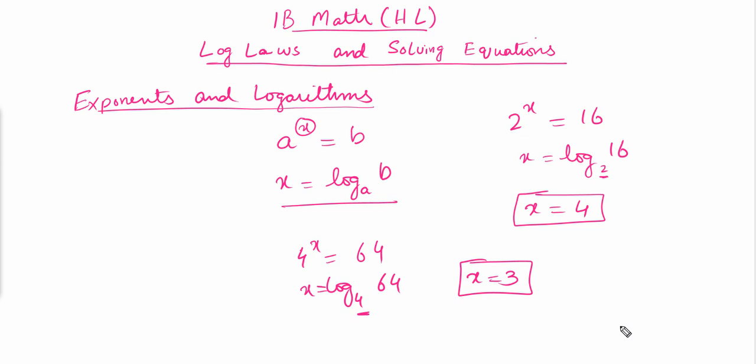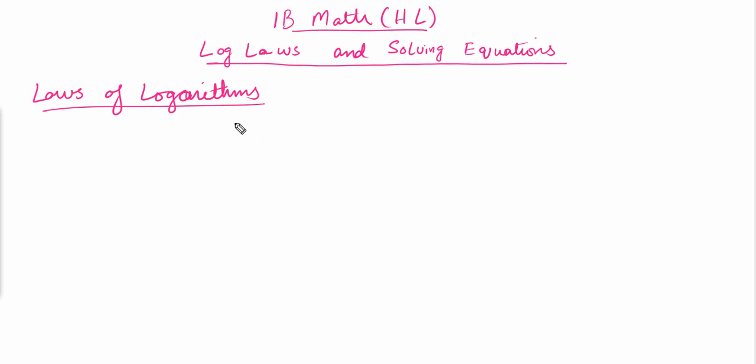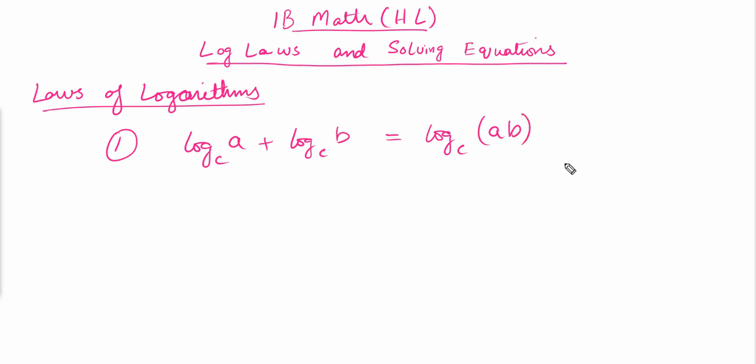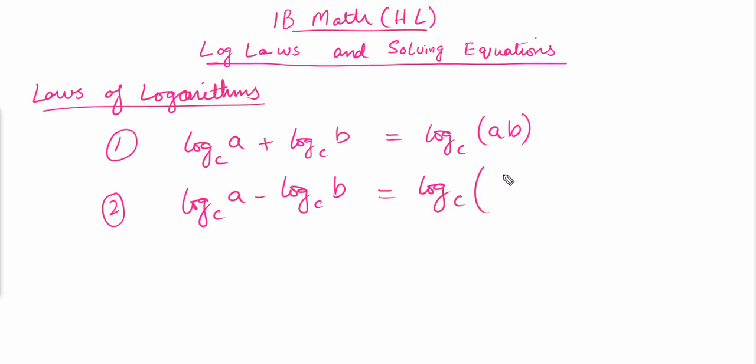So this is how we can use our exponents and logarithmic equations to work out the value of the unknown variable. Now let's move on to some of the laws of logarithms. Let's start off with the first rule. If we have log to the base of c of a plus log to the base of c of b, so if two logs with the same base are being added, then in order to write them in the form of a single log, we can write it as log c of ab. Rule number 2 says that if two logs are subtracted, then in order to write that as a single log, we can write it as log c of a over b.